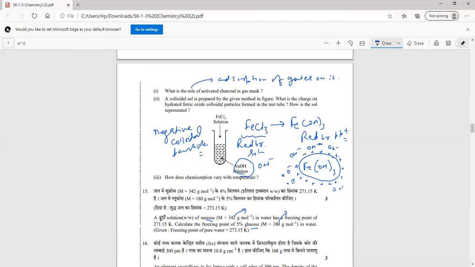Now when a 4% solution is given, that means every 100 gram of the solution contains 4 gram of sucrose. So the number of moles we can find out from here. It will be 4 gram divided by 342 gram per mole. In this way we will find the number of moles, and we know that delta TF is equal to cryoscopic constant into molality. So from this value, 4% solution of sucrose and its molar mass, we can find out molality.